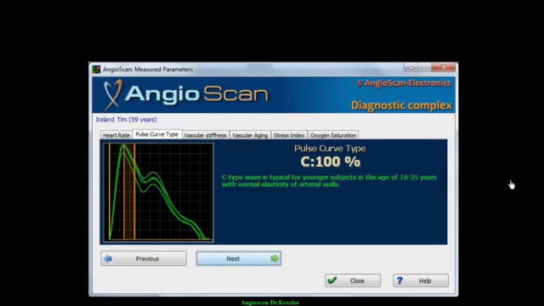And there it is. That's what it's going to look like on your screen. And there's the pattern. There's your systolic peak. The returning wave is right here. And the C wave is typical for younger subjects in the age of 18 to 35 years with normal elasticity of the arterial walls.